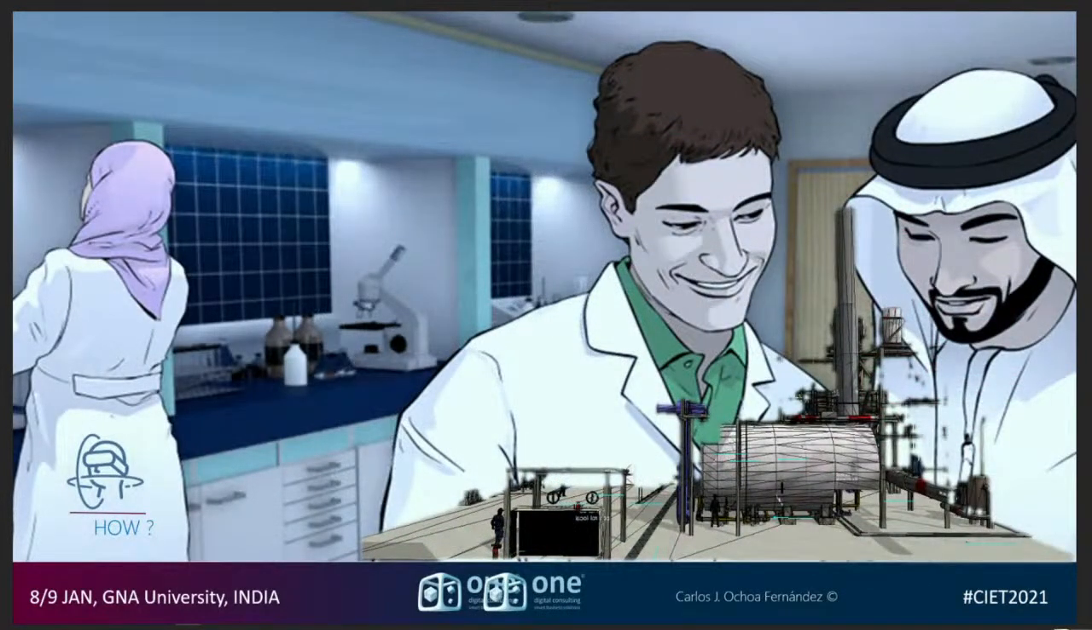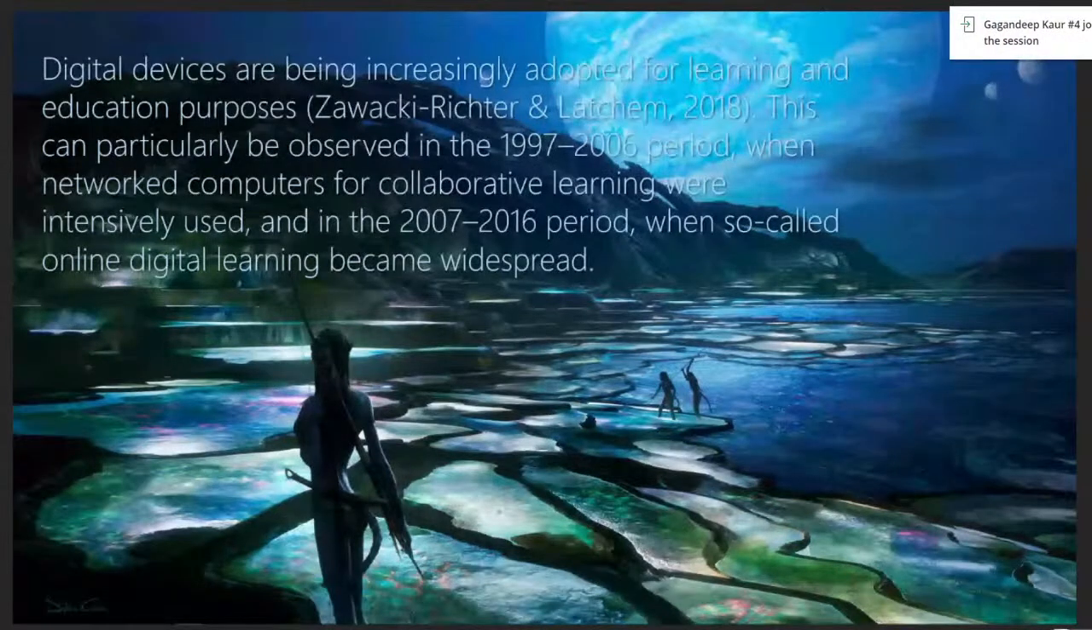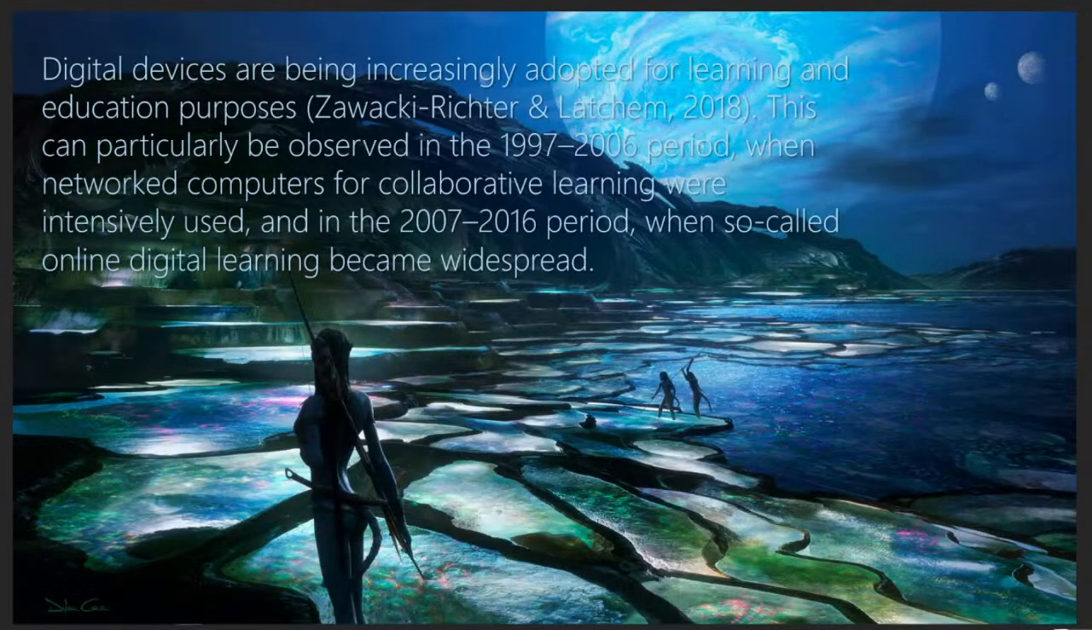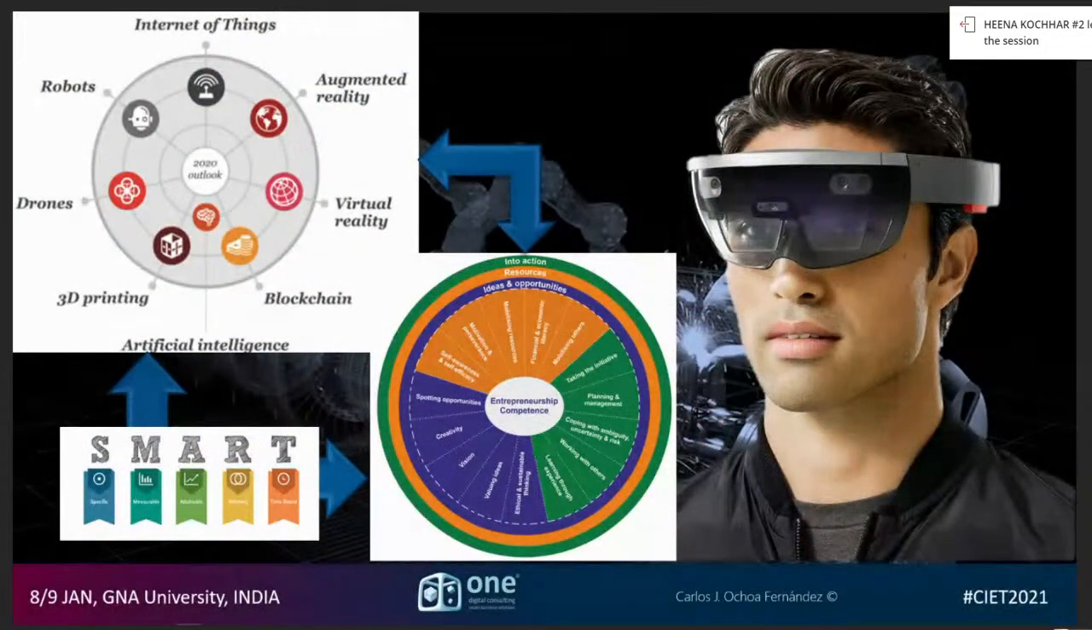But how can we do that? This is the big question. Digital devices have been increasingly adapted for learning and education purposes for many years. This can be observed particularly at the end of the last century and the beginning of this one, a period when networked computers for collaborative learning were intensively used. And during the last year, so-called online digital learning became widespread. But how can we close the gap?